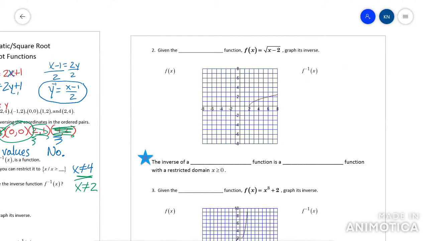Okay, let's look at this one. They gave us this square root function right here. Okay, that's this. Now, if you want the inverse, let's take some points from this. 2, 0. It looks like 6, 2, and 3, 1. Okay, to do the inverse, I would switch those.